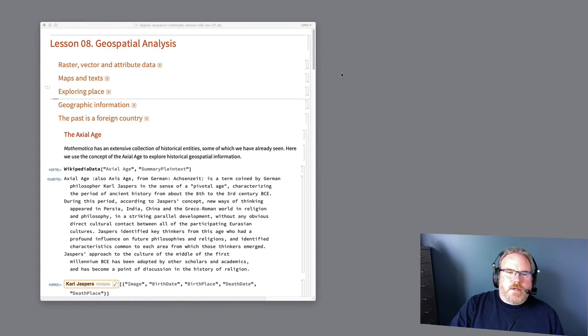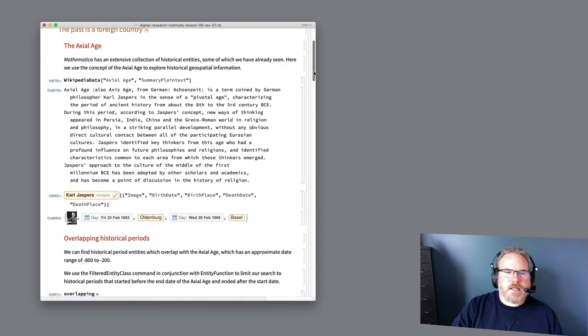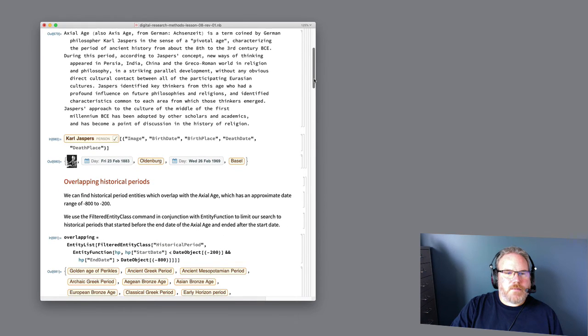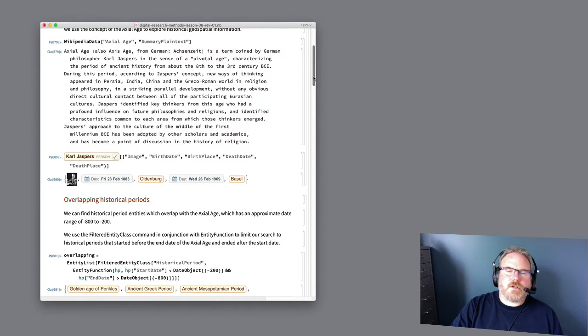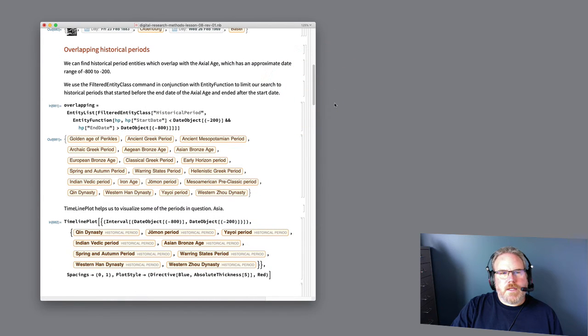We start by retrieving the summary plain text of the Wikipedia article on the axial age so that you can familiarize yourself with that if it's not a concept that's familiar to you. We can use the Karl Jaspers person entity to extract a little bit of information about his birth and death dates and places. Now, this period, which he defined as the 8th to the 3rd century BCE, overlapped with other historical periods. So we can use entity list to create a list of overlapping periods that happened at least over some of the same years.